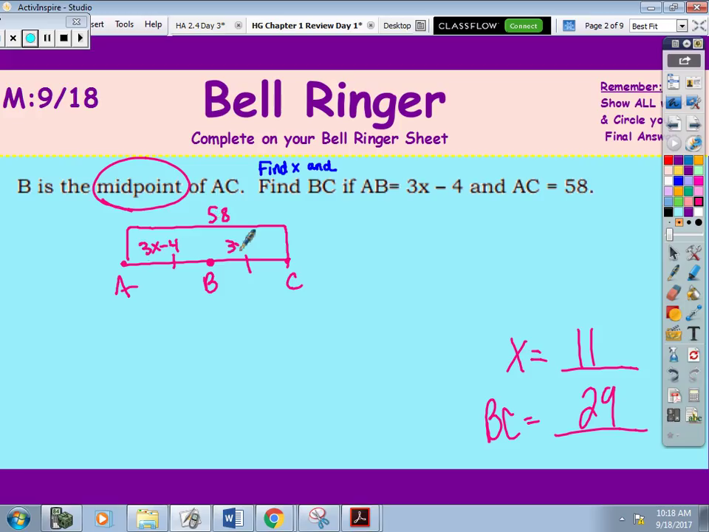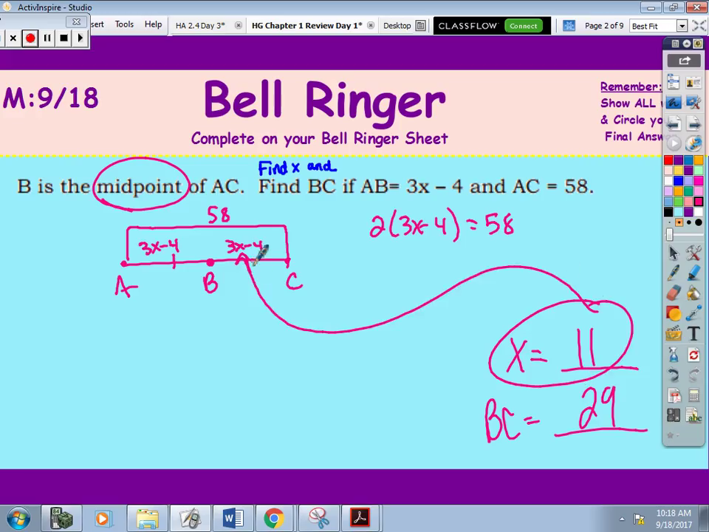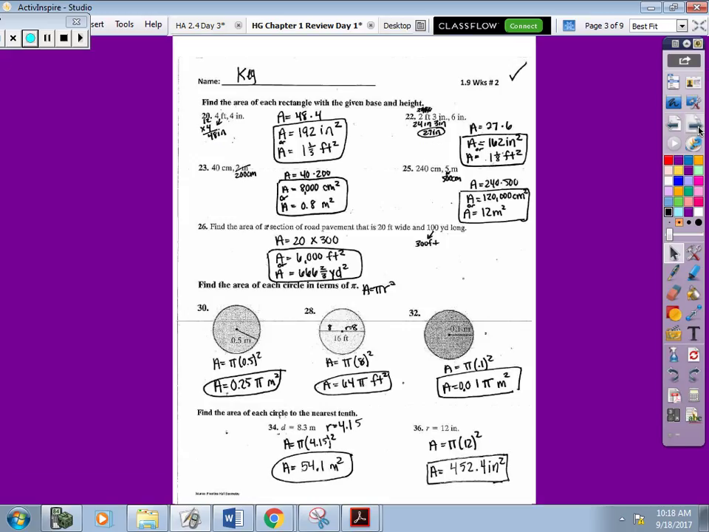Some people like to copy that over here. Other people just like to double it. And then of course distribute and solve, and you do get 11. Taking 11 and plugging it back in, you actually could have gotten the length of this just by dividing by 2, right? Had we not been asked for x, but they did ask us what x was, and we found 11. Okay. So make sure you review all that stuff for tomorrow's test. You'll see midpoint, you'll see angle bisector problems with algebra, all of those things. So let's take a look at our homework.